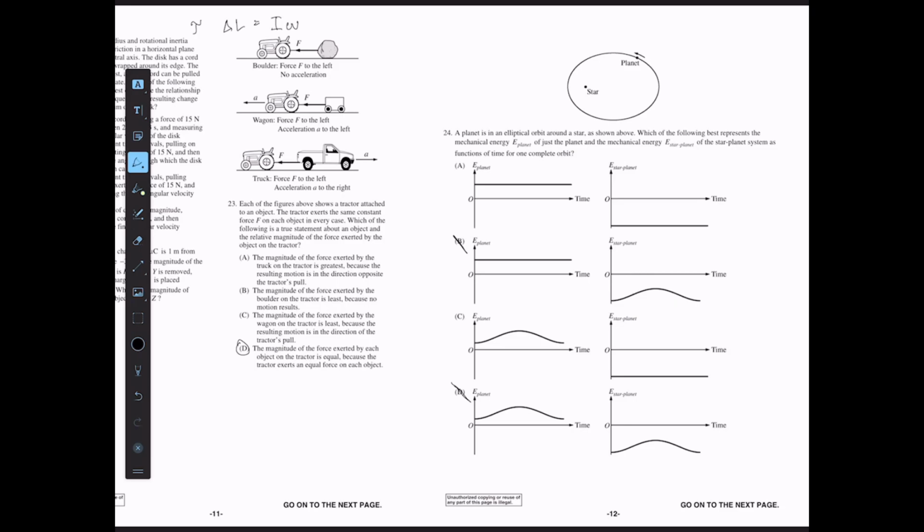Well, let's see. So it's probably, it exerts the same force, but probably because the truck is more massive.